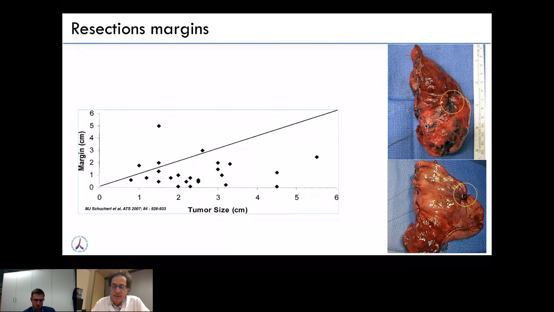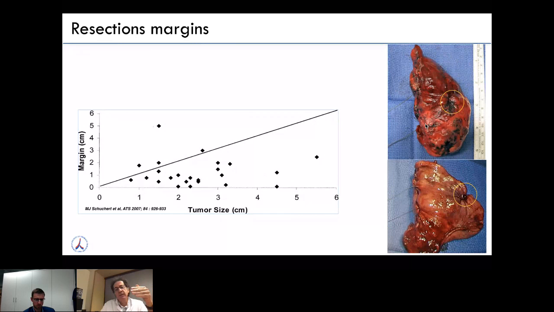So it's a different question. According to the guidelines, the safety margin for tumors less than 2 centimeters should be at least equal to the maximal diameter of the tumor. So it means that theoretically, for a 1 centimeter cancer, you must have at least a 1 centimeter margin.